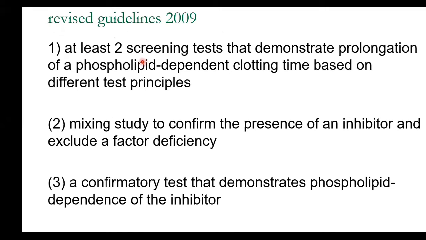First, at least two screening tests that demonstrate prolongation of phospholipid-dependent clotting time based on different test principles. Second, mixing studies to confirm the presence of an inhibitor and exclude a factor deficiency. Then a confirmatory test that demonstrates phospholipid dependence of the inhibitor and rules out other causes of prolongation, such as specific inhibitors or the presence of drugs. The presence of drugs and so on will be excluded by a good clinical history.